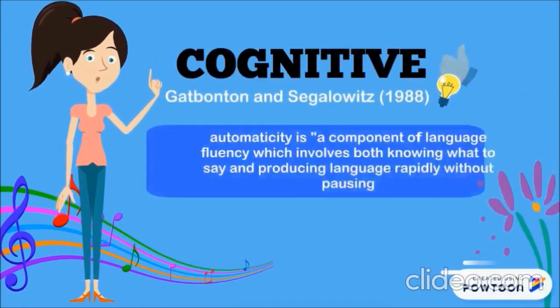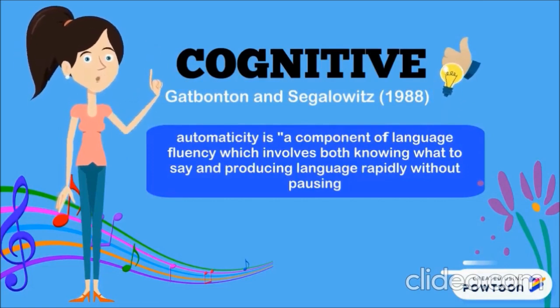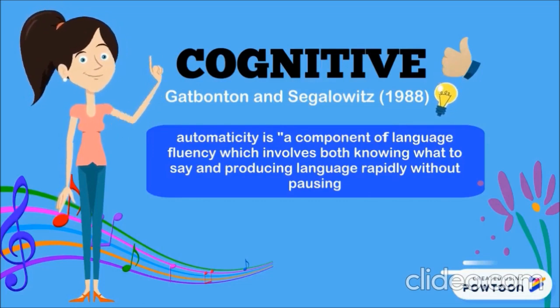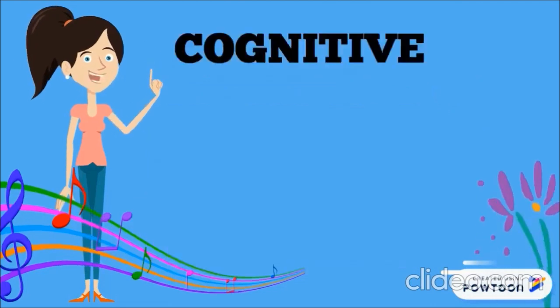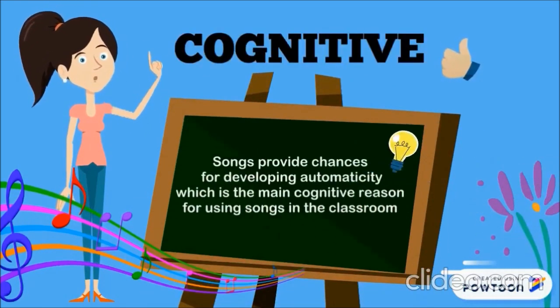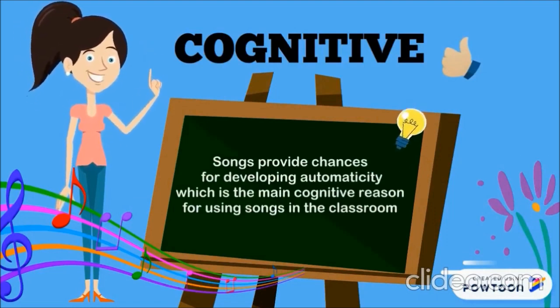In cognitive theory, automaticity is a component of language fluency, which involves both knowing what to say and producing language rapidly without pausing. It is also about placing students in an environment in which it is appropriate to use target utterances in a genuinely communicative fashion. In cognitive theory, songs provide chances for developing automaticity, which is the main cognitive reason for using songs in the ESL classroom.